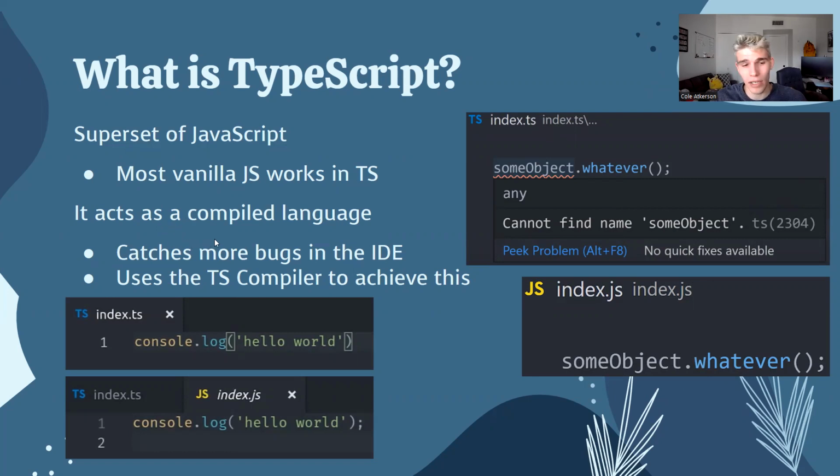Catches more bugs in the IDE, and it uses the TypeScript compiler to achieve this. The compiler basically turns your TypeScript code into JavaScript. As you can see down here, this is the JavaScript produced after compiling the TypeScript.